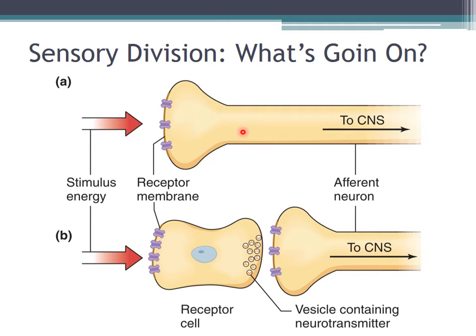Now, in many cases, these receptors are on the dendrites of neurons like you see in this diagram here, but in some cases, those receptors are actually on specialized sensory receptor cells that will activate sensory neurons, which is the case that you see here. Now, once these sensory neurons get this electrical information, remember the processing and perception of that information occurs in the brain. It does not occur here at this level.